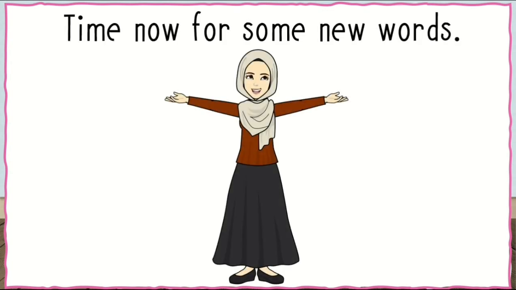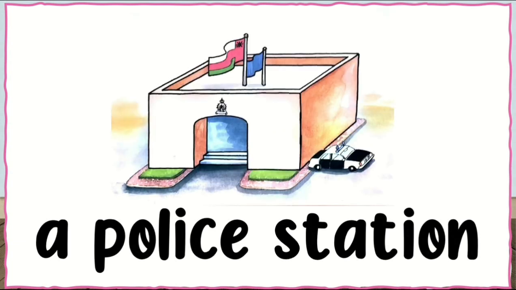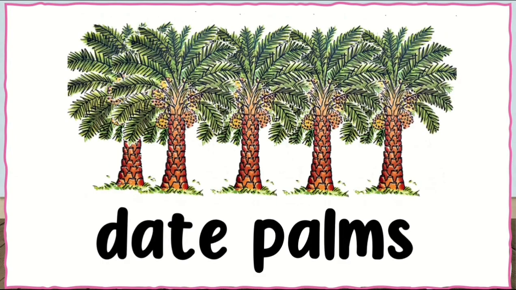Very good. Time now for some new words. Now we will learn some new vocabulary and names. A clinic. A clinic. A police station. A police station. A falaj. A falaj. Date palms. Date palms.